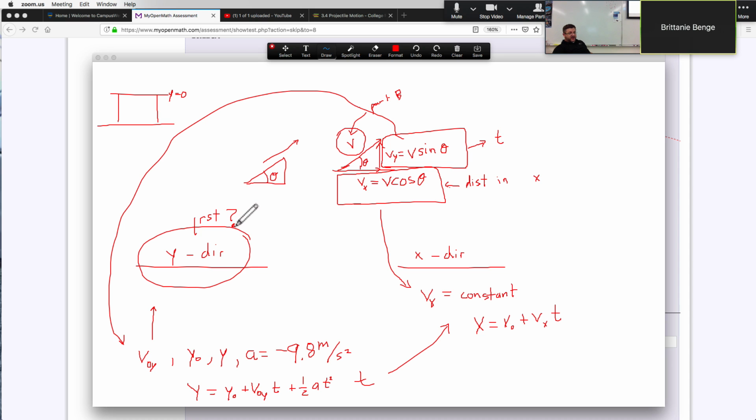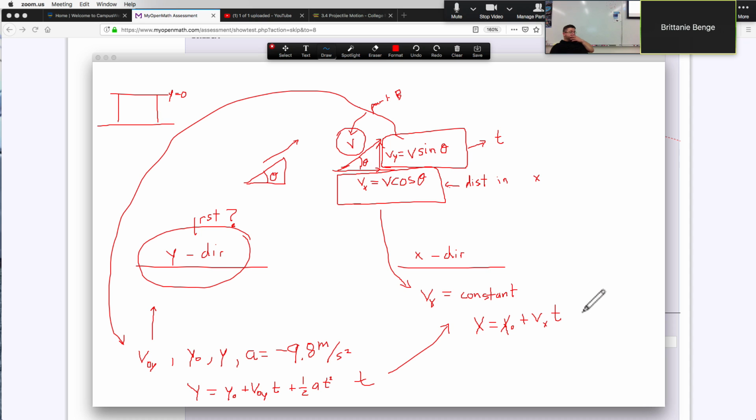And then if you can figure out the time from that y direction, then you can jump over to the x direction, because in projectile motion in the x direction, as long as there's no friction or air resistance, this thing is just going to travel according to this equation. Or x equals, that's an x naught.